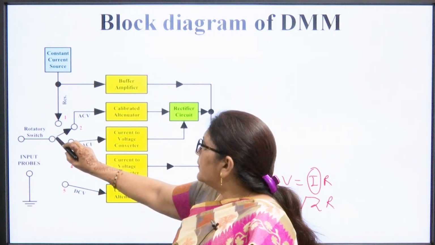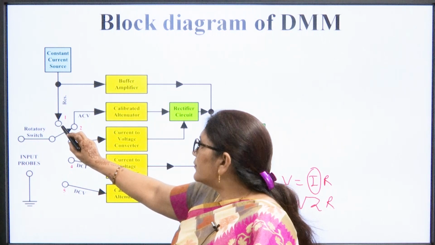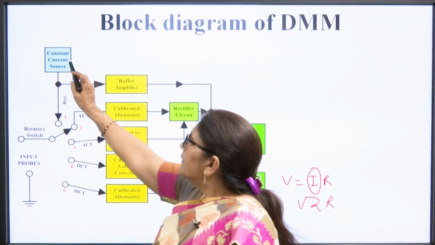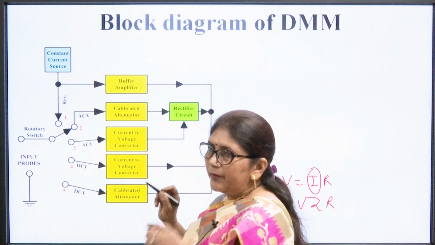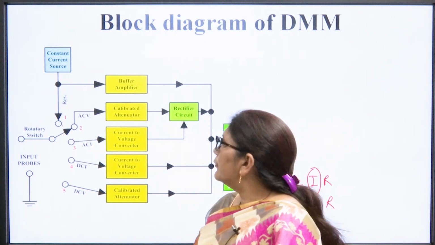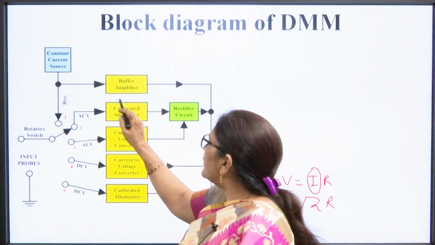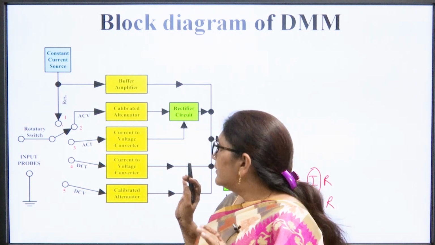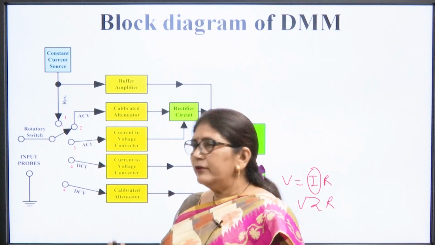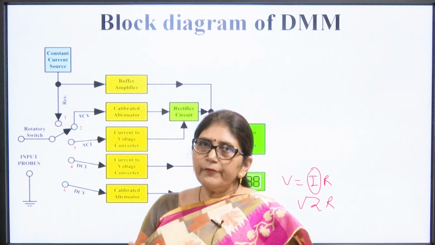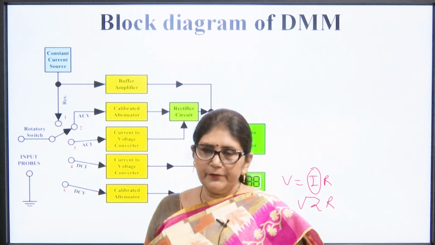When we want to measure a resistance, we keep our switch at this position, and here we can see there is a constant current source. I have discussed that we have to measure the resistance in terms of voltage. The constant current source output passes through a buffer amplifier. Again, in every instrument we need either an attenuator or an amplifier circuit; after every selector switch there is an attenuator and amplifier also.